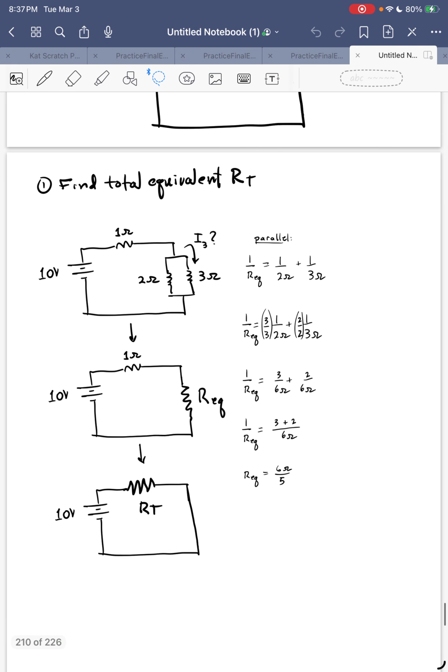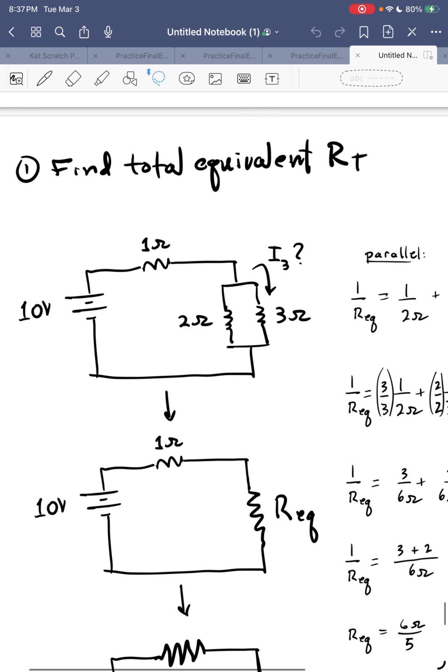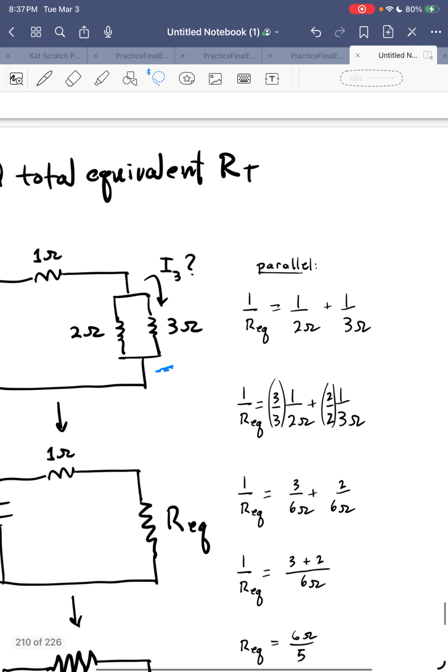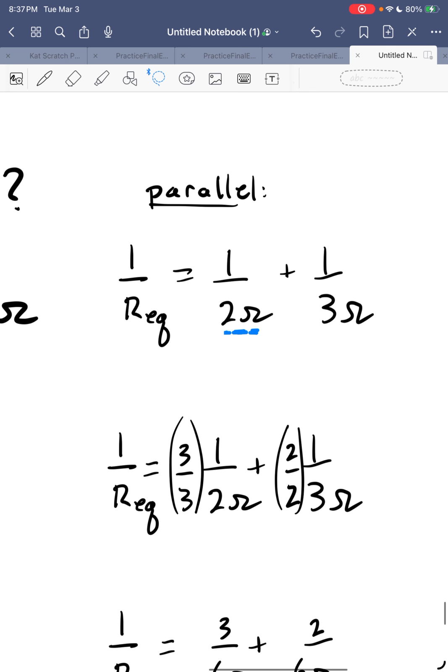So let's proceed. Let's try to figure out what the equivalent resistance is of these two resistors in parallel. Now the formula for that is basically 1 over the equivalent resistance equals 1 over the first resistor plus 1 over the second resistor. And in this case, the first resistor is 2 ohms, the second one is 3 ohms. Now you just can't add these things like that. What you have to do is get a common denominator. In other words, the part below the fraction line there has to be the same for both this fraction and that fraction.